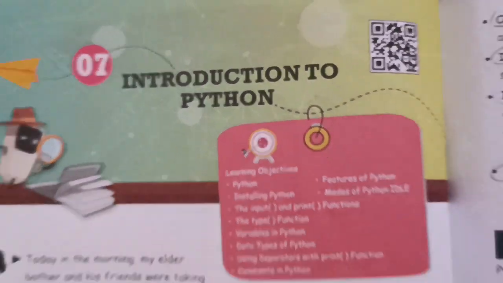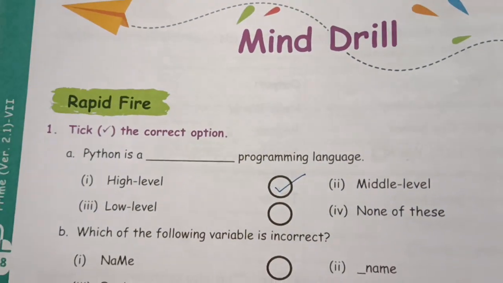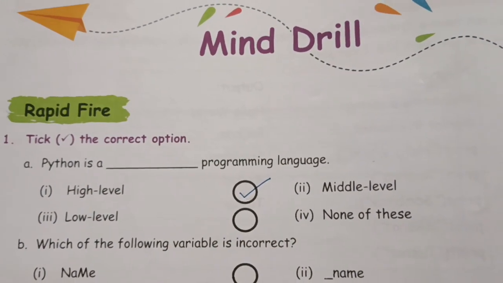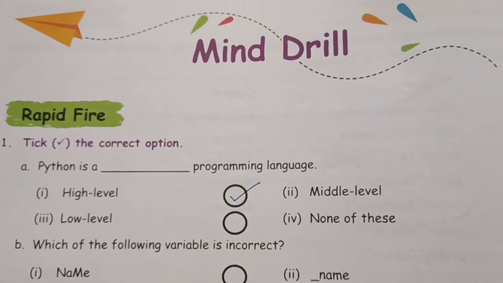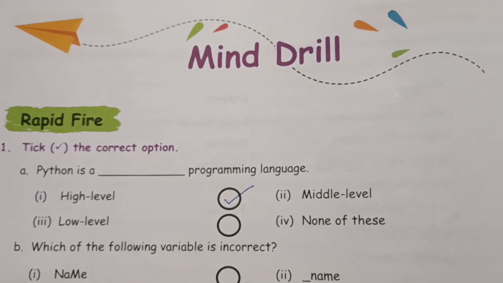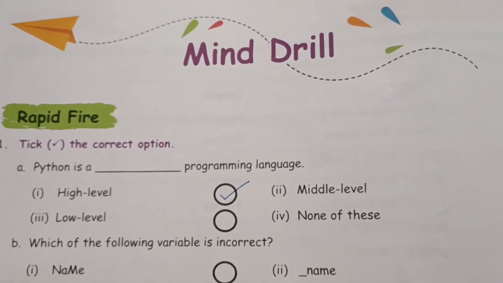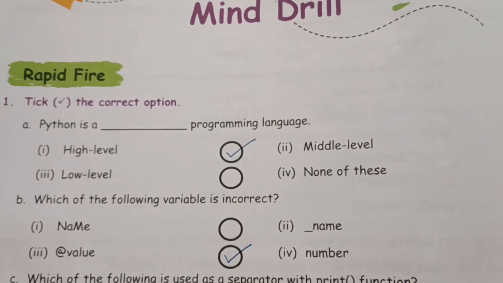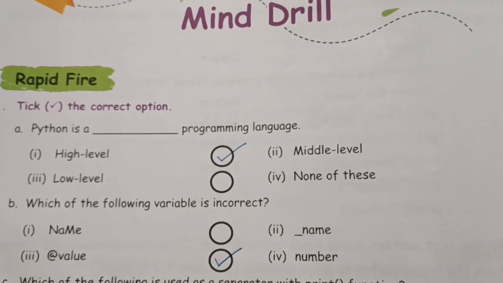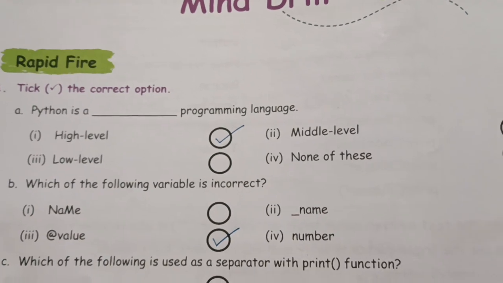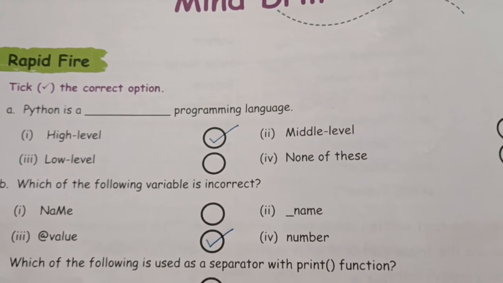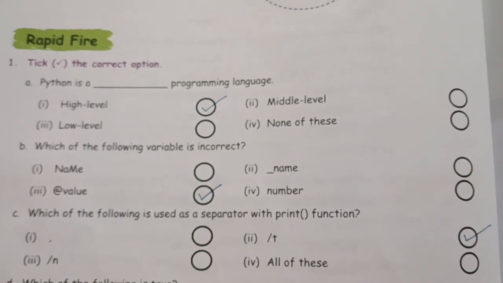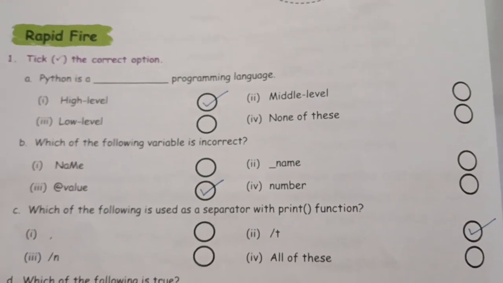So we'll start with the back exercises first. Mind drill. First part: Python is a dash programming language. The correct option is high level language. Which of the following variable is incorrect? @ value. This is incorrect. Which of the following is used as a separator with print function? And the correct option is /t.